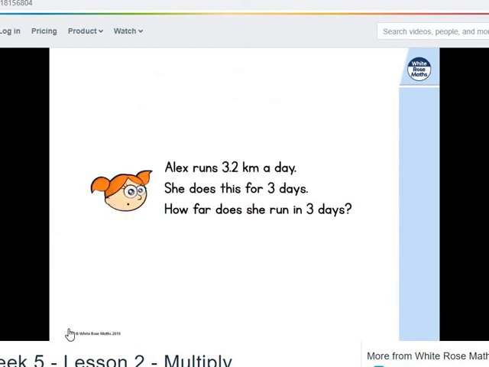Slightly different problem now. Alex runs 3.2 kilometres a day, and she does this for 3 days. How far does she run in 3 days? Pause the video, have a think for yourself first.